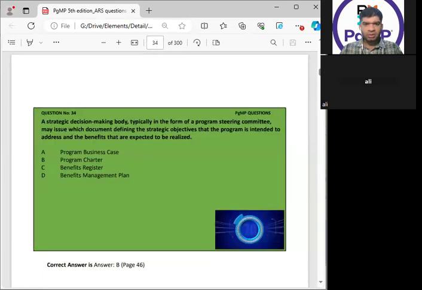A strategic decision making body, typically in the form of a steering committee, may issue a document defining the strategic objectives of the program that it is intended to address, and the benefits. Simple: charter. Strategic goals, objectives, vision, mission, benefits are in the charter. Find the strategic goal the program intends to address, and the benefit. Strategic objectives and benefits. If he talks about only the benefits, then I can think about a benefit register. But he's talking about strategic objectives and benefits, simple charter.